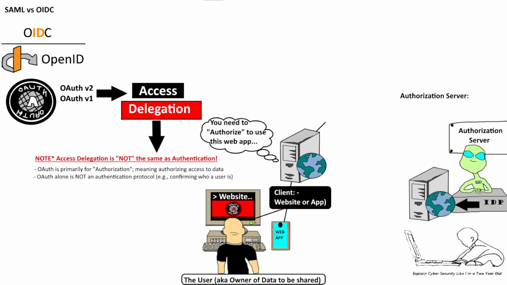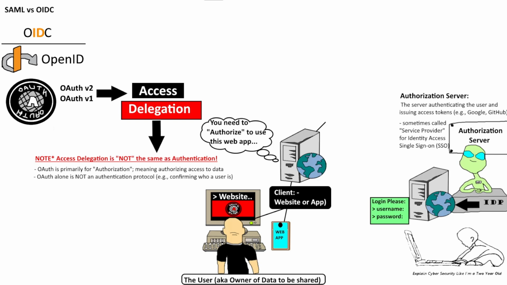Now, the authorization server is a bit like a service provider for everything related to identity access, and specifically single sign-on, SSO. Common examples of this today are using Google or GitHub or any of the social media sites in order to log into a website or app without having to sign up or register on that website or app.